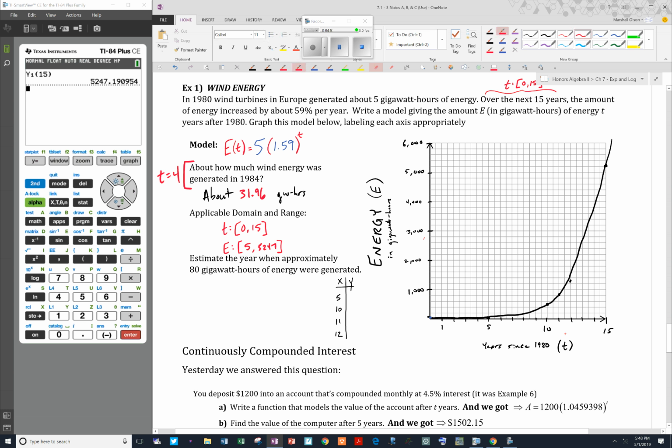So notice the good job that we did here labeling this too. This is years since 1980. It doesn't just say time. Specifically, it is the years since 1980.